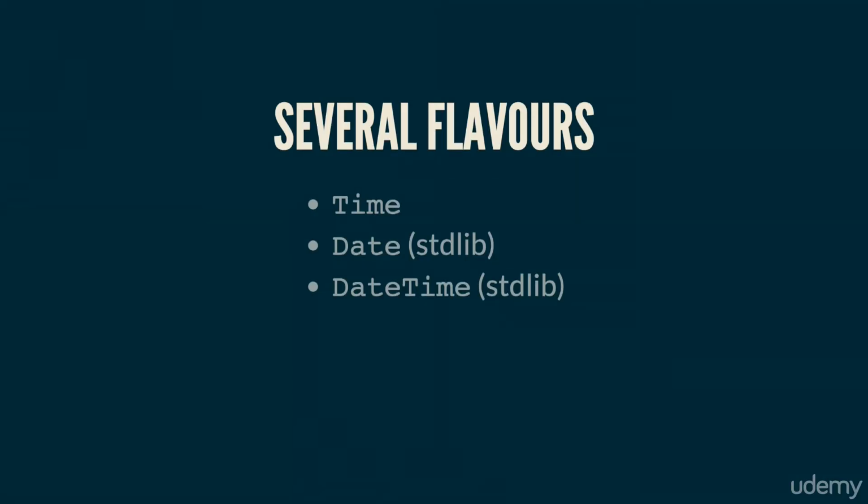In Ruby, there are several flavors of time. There's the core library version of time, which is the built-in version of time, and that's simply called Time, and it uses the Time class. There are also two additional kinds of time or date in the standard library. We won't be covering these in this lesson.